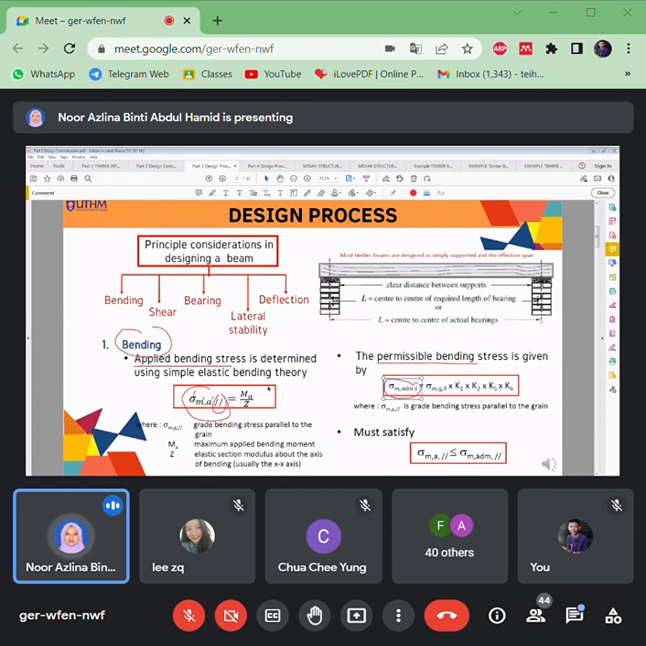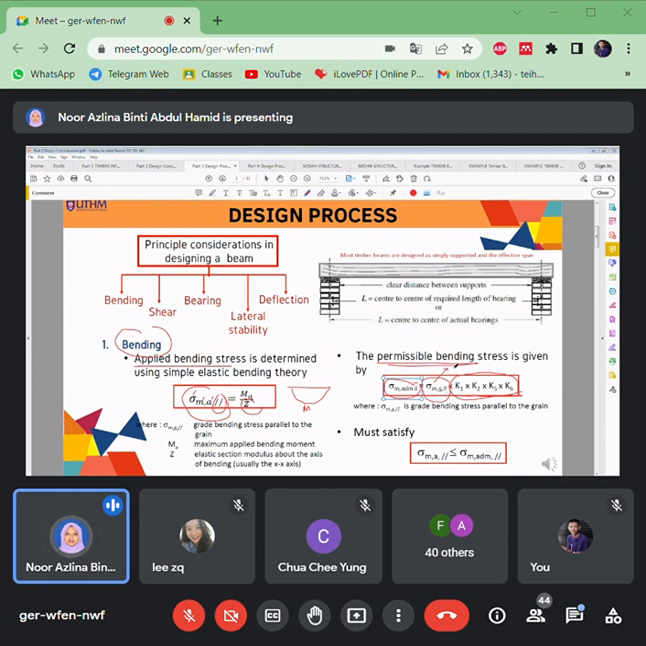The applied stress is about the real moment applied on that beam. So take the moment of that beam and divide by Z here. Then for the permissible, this is the grade stress, and you have to multiply with the modification factors K1, K2, K5, K6. Not all the K's, right? K3 and K4 are missing here. So to calculate the permissible bending stress, it considers K1, K2, K5, and K6. You have to multiply with the grade bending stress, which is parallel to the grain.